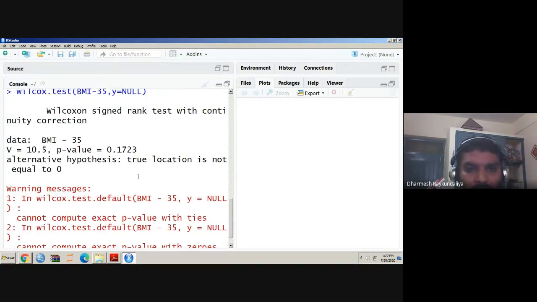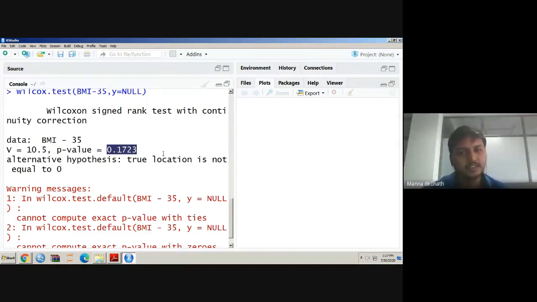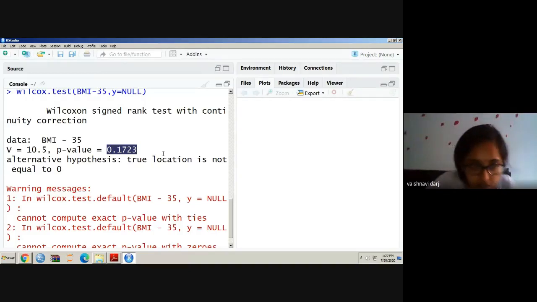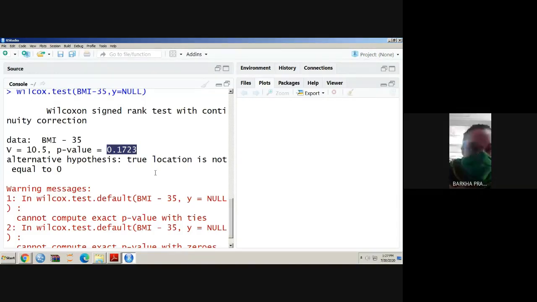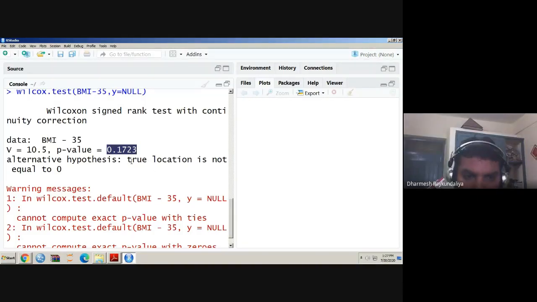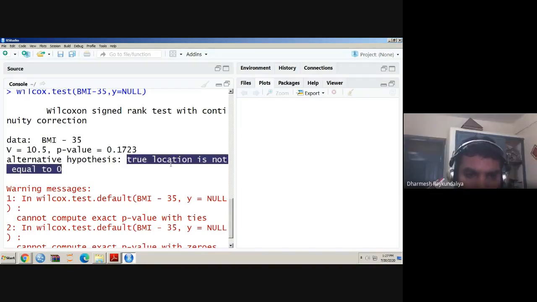So, Wilcoxon signed rank test, the BMI minus 35. The test statistic is given, and the p-value is 0.1723. What does it mean? Accept the null hypothesis. Accept the null. But here, the alternative is written: true location is not equal to 0.